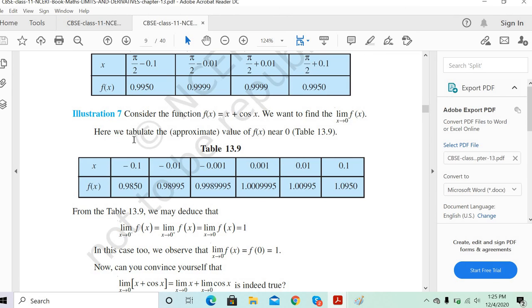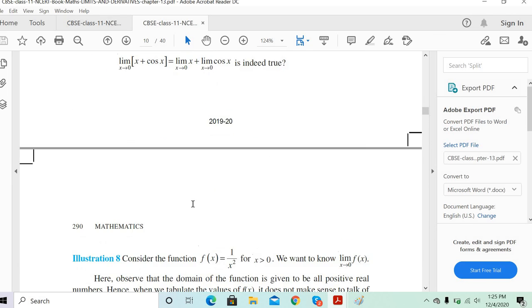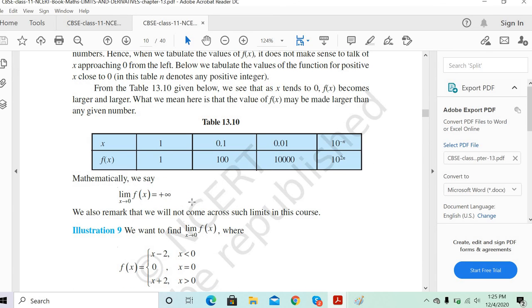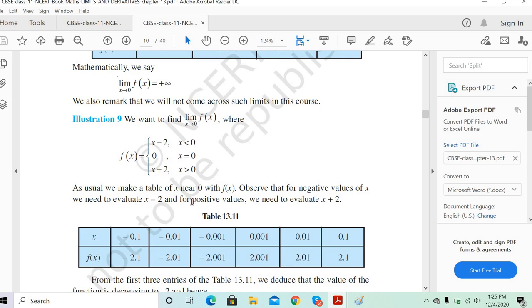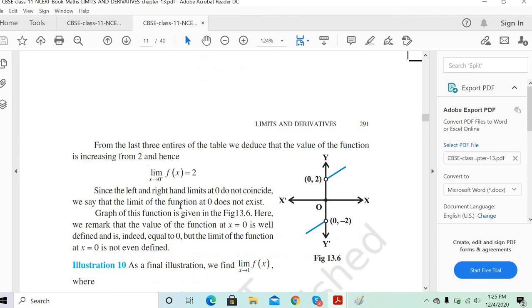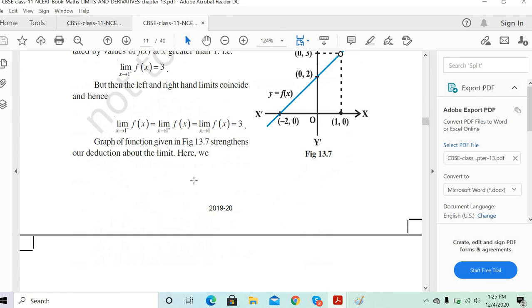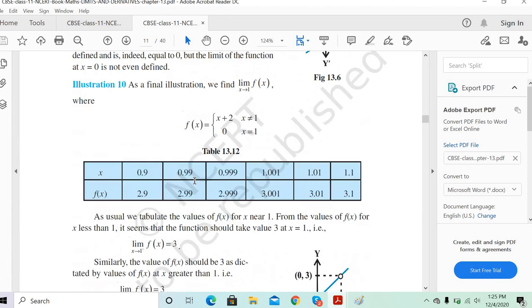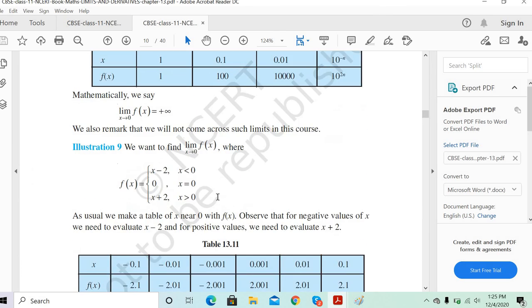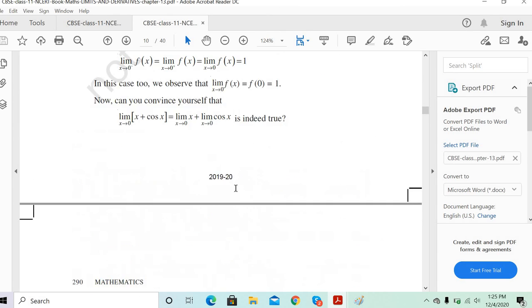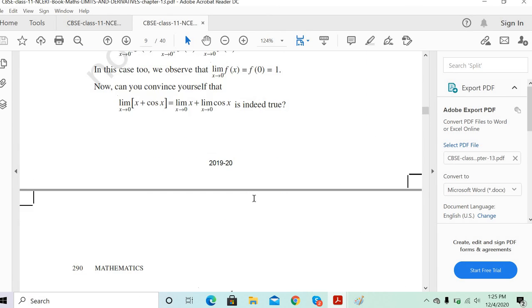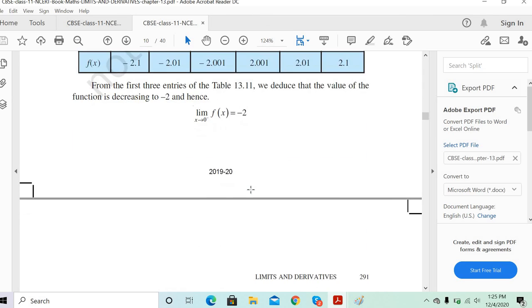Fine. Understood this part? Now, I want you to do illustrations 7, 8, 9 and 10, because I don't want you to miss even a single illustration in this part. I want you to practice them as homework. And in case you are not getting it, let me know, because we can discuss and resolve it. Okay, sir. Got it?